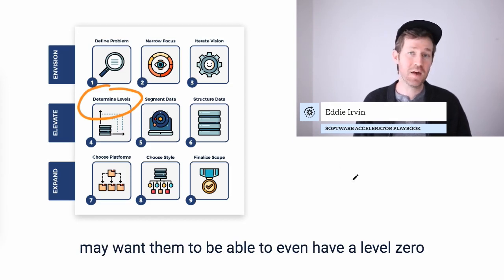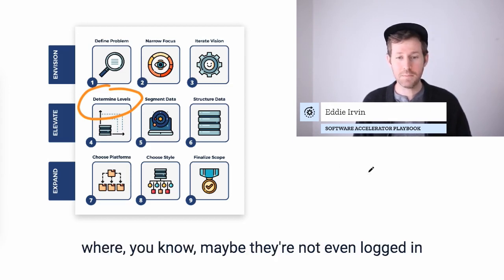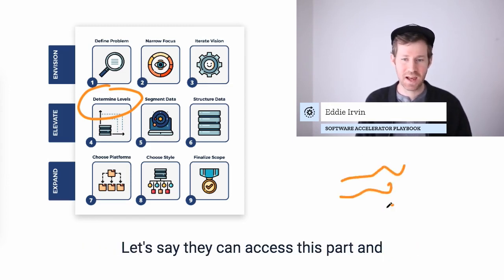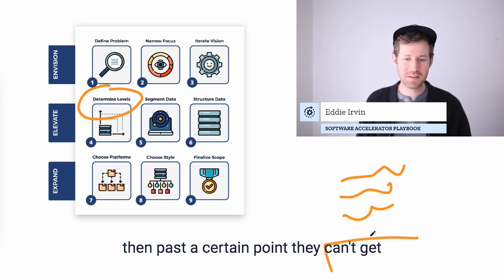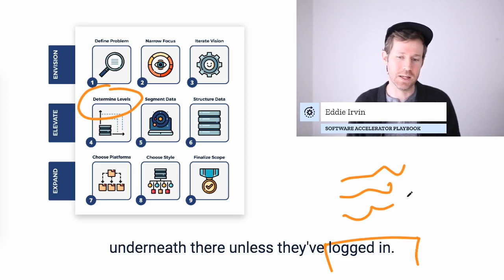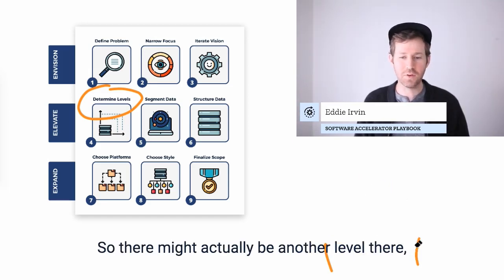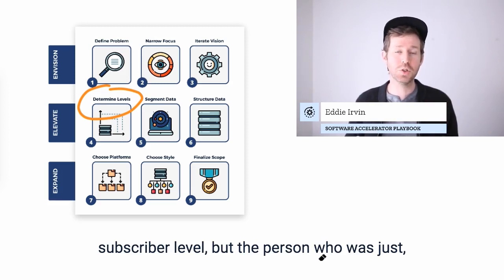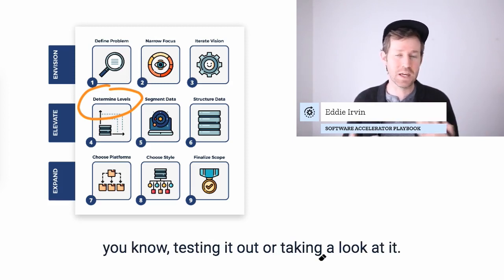One thing to consider here is that for level 1, you may want to even have a level 0, where maybe they're not even logged in and they're able to access some part of the page. Let's say they can access this part, and then past a certain point they can't get in unless they've logged in. So there might actually be another level there, level 0, which is not even a subscriber level, but the person who is just testing it out or taking a look at it.